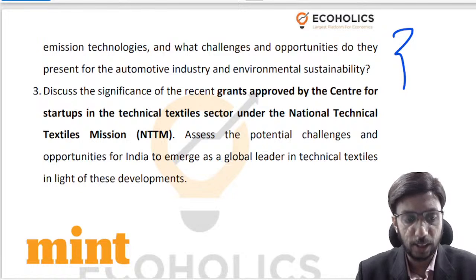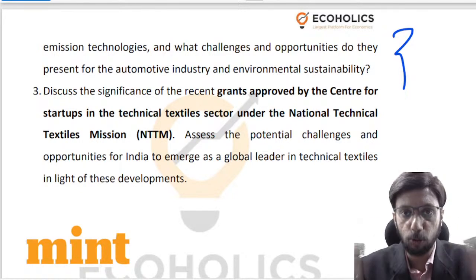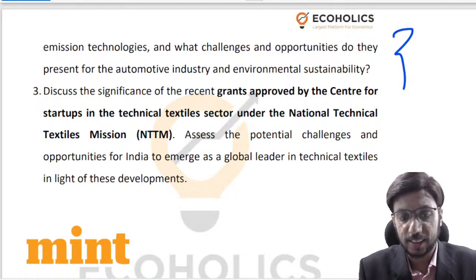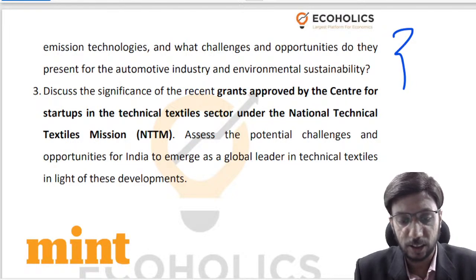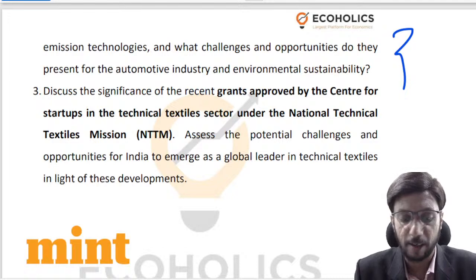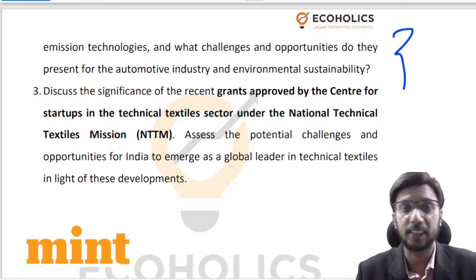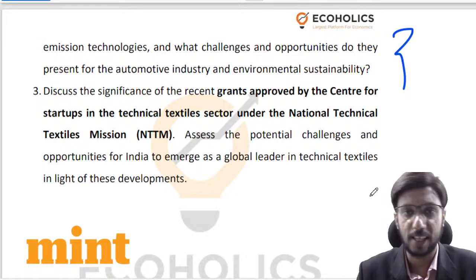The next question is again a very specific question. You may not face this in the examination as a full-blown question, maybe as a short part of some other answer, or a standalone small question. Discuss the significance of recent grants approved by the Centre for startups in the technical textiles sector under the National Technical Textiles Mission. Assess the potential challenges and opportunities for India to emerge as a global leader in technical textiles in light of these developments. Basically, focus on the technical textiles subsector of the textile sector.